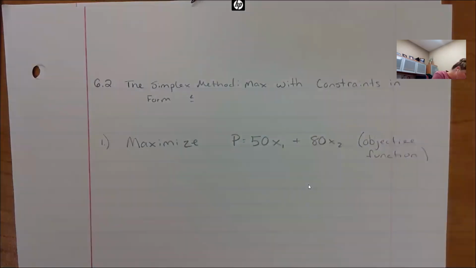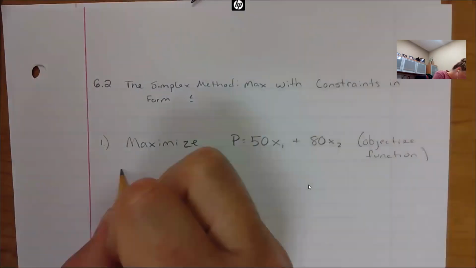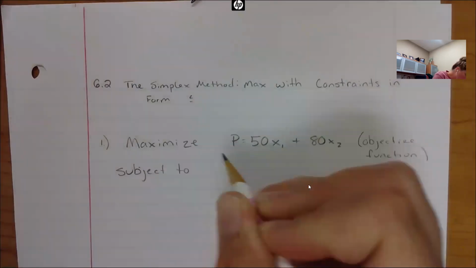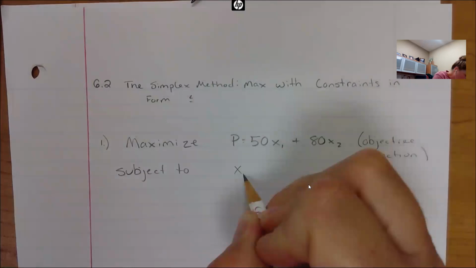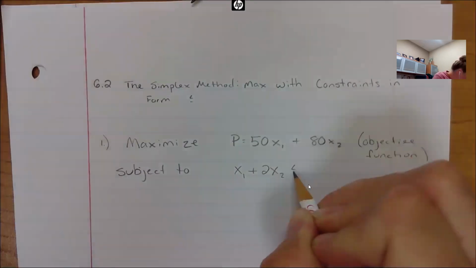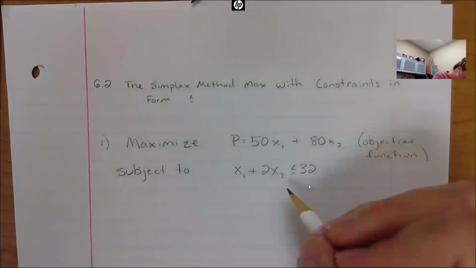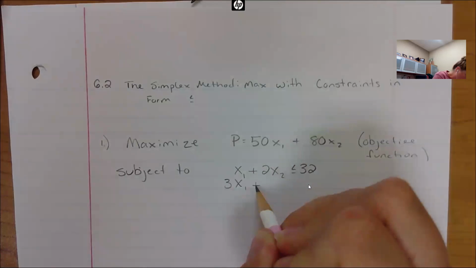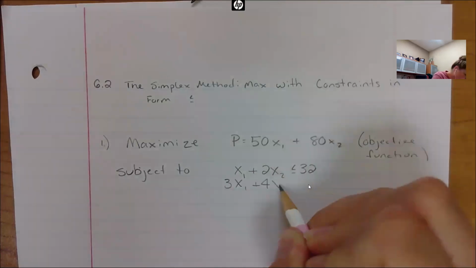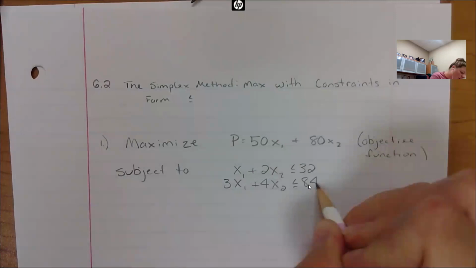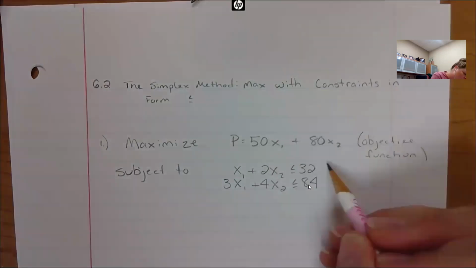If I say then it's subject to x1 plus 2x2 is less than or equal to 32, and 3x1 plus 4x2 is less than or equal to 84. These are called the problem constraints.